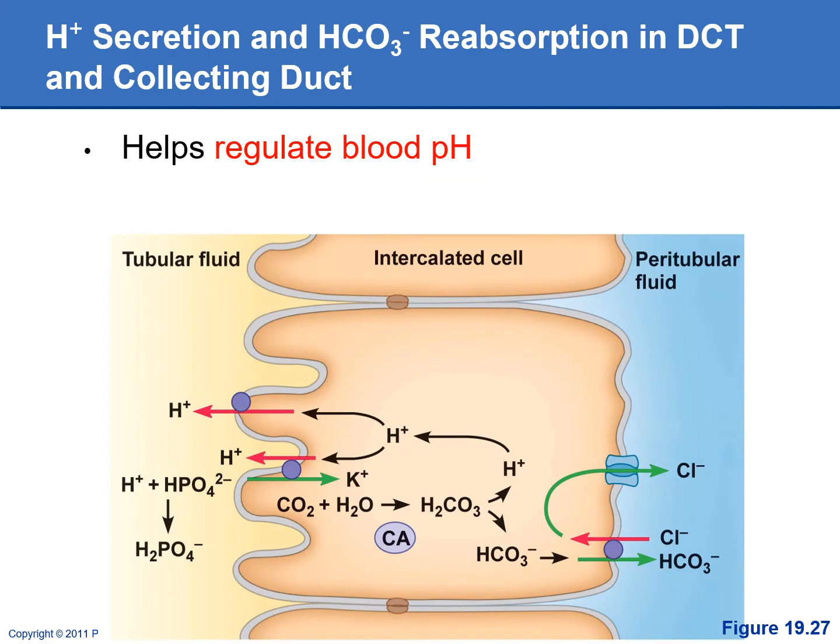The last thing to talk about with the distal convoluted tubule and collecting duct is this is another place that we can regulate blood pH with the kidneys. So remember, we also did this in the proximal convoluted tubule. So we can secrete hydrogen ions. If we have too many, put those into the urine. And if we're too acidic as well, besides secreting hydrogen ions, we can also reabsorb bicarbonate ions and put those back in the blood. And then obviously if you're too basic, we just wouldn't secrete the hydrogen ions and we wouldn't reabsorb the bicarbonate ions.